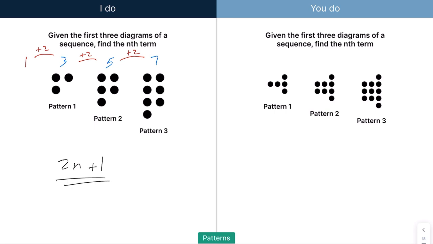So again, on the right, for the pattern, we have 4, 5 here. We have 8 here, and we have 8, 9, 10, 11 here. Add 3 each time. So that gives us the 3n. And then to go backwards, we must have had 2 here. So that gives us the plus 2.